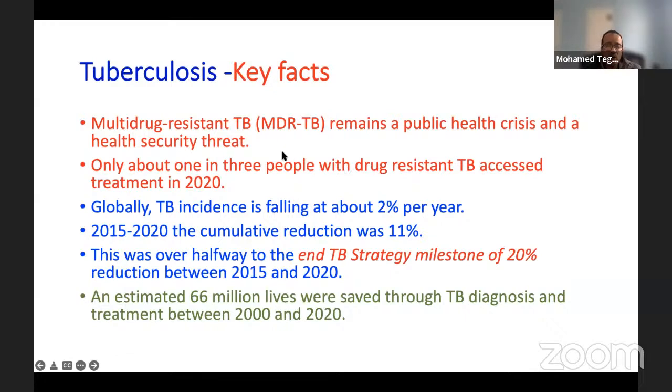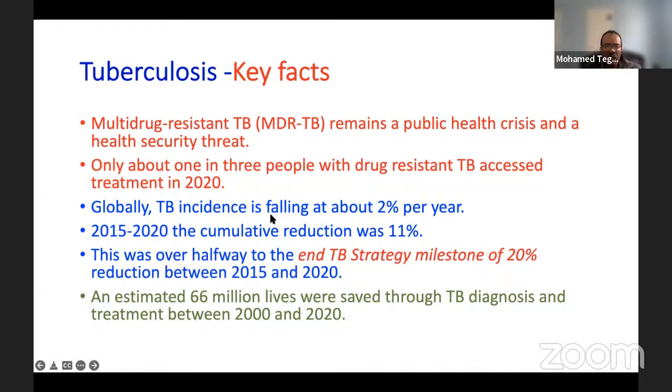Only about 1/3 of people with drug resistance, unfortunately, seek treatment, and that reflects how serious this antibiotic resistance can be, unless, again, we find a way to tackle this issue in the right way, with the right strategy.